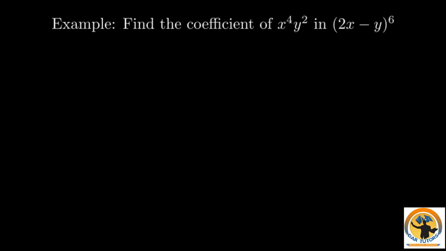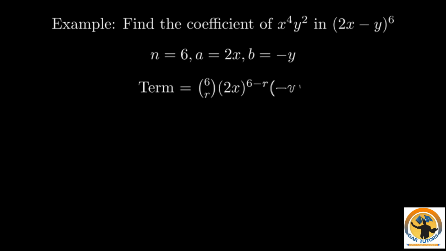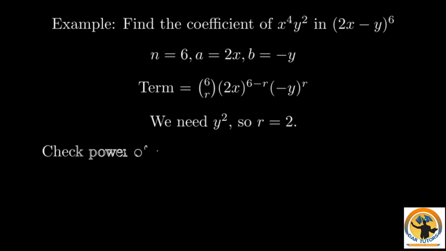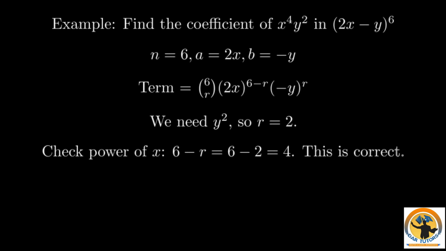We use the general term formula: n choose r times a to the n minus r times b to the r. Here, n is 6, a is 2x, and b is negative y. We need the power of x to be 4 and the power of y to be 2. The power of y is determined by r, so we must have r equals 2. Let's check if this gives the correct power of x. The power of x is 6 minus r, which is 6 minus 2, which is 4. This is exactly what we need.